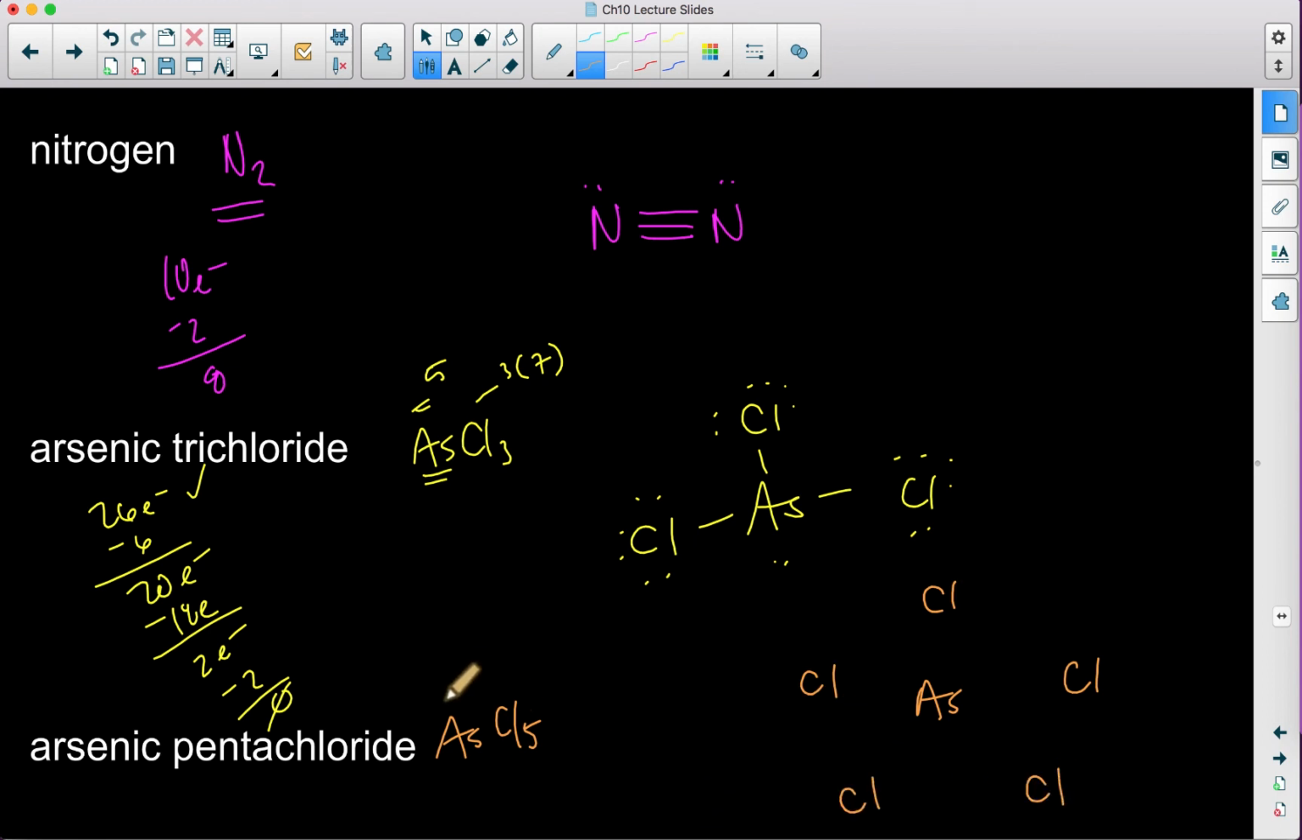Counting valence electrons, right? This one has 5. This one has 5 times 7, so 35. So we have 40 electrons to distribute. So let's go ahead and draw our bonds. So if we drew that, we used 10, which leaves us with 30. Next up, right, fill octets. So I did 6 times 5. So I used all 30.